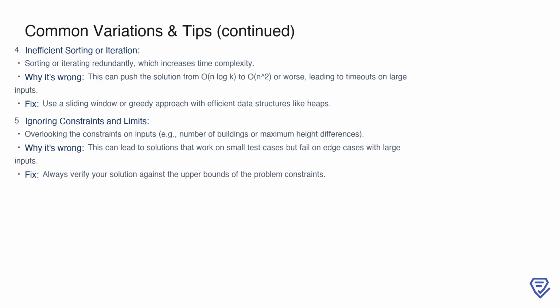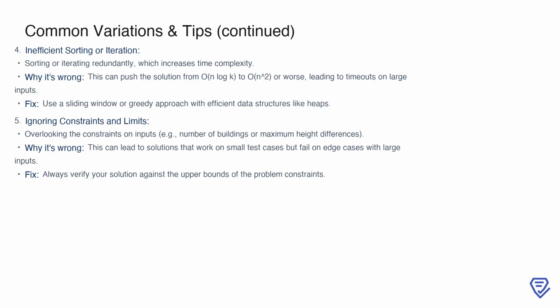Inefficient sorting or redundant iteration is a common way to increase time complexity unnecessarily. For instance, if your solution involves sorting or iterating through the data multiple times, it could push the complexity from O(n log k) to O(n squared) or worse, which leads to timeouts on larger inputs. Using a sliding window or a greedy approach with efficient data structures like heaps can help avoid this.